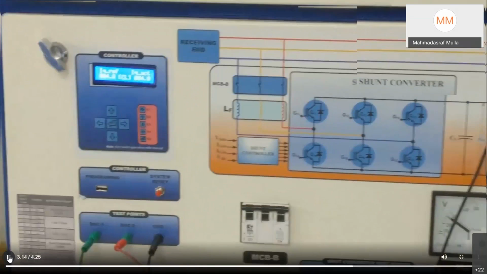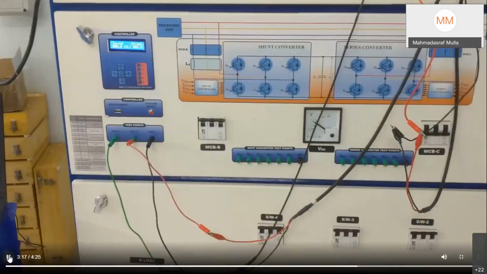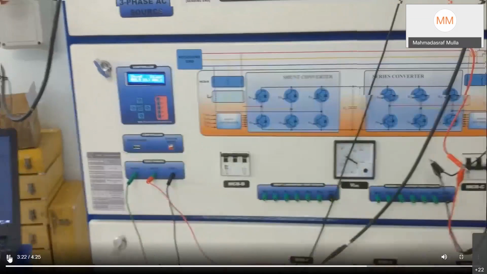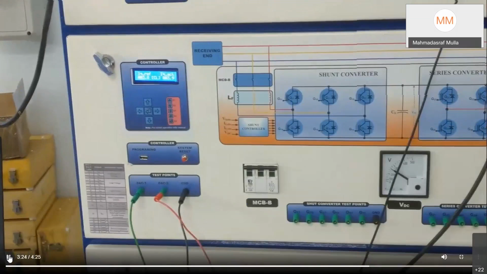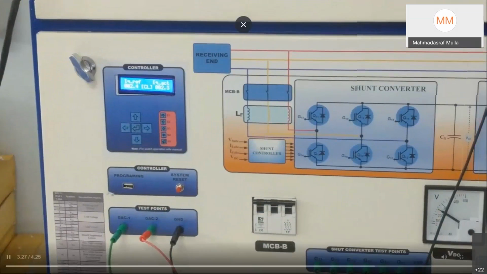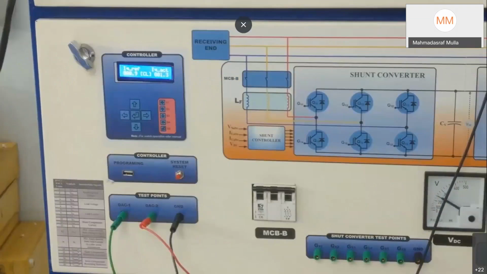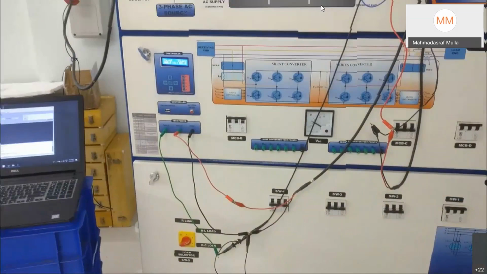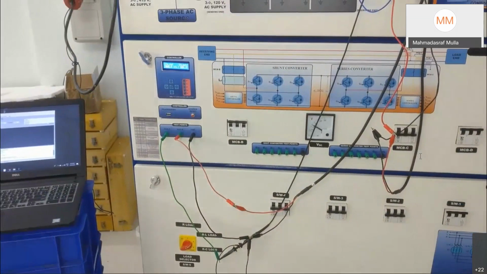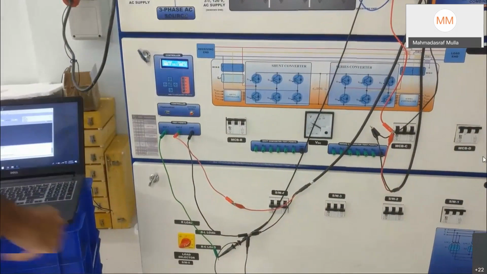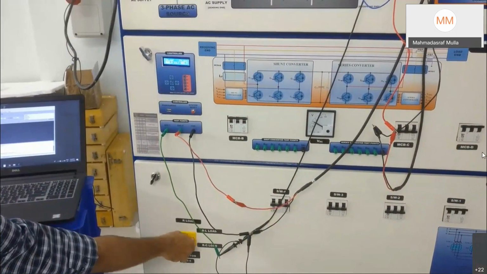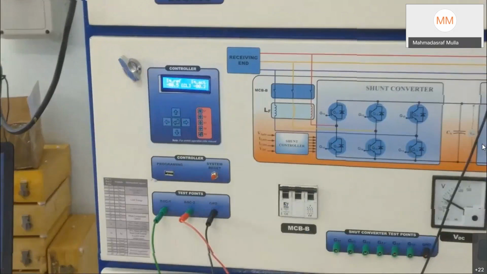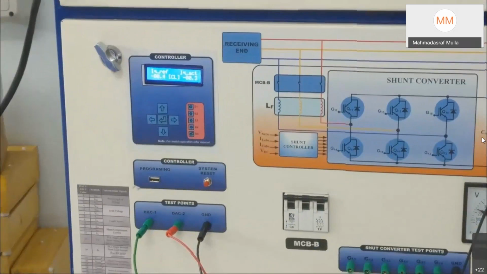Now if I reduce the load, my leading current quantity will also reduce, and in accordance with that, my IQ reference will also reduce. If I connect the capacitive load, then the polarity of my IQ reference will be reversed. So as I change from RL to RC load, you can observe over here my polarity is reversed: minus 0.05.